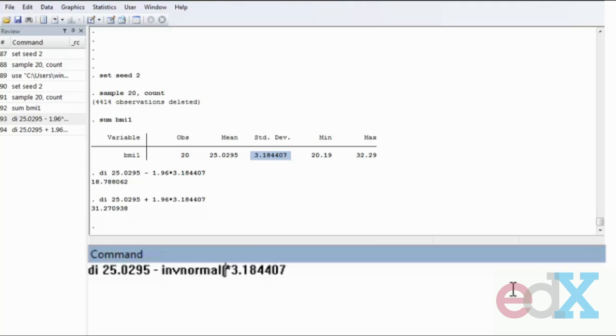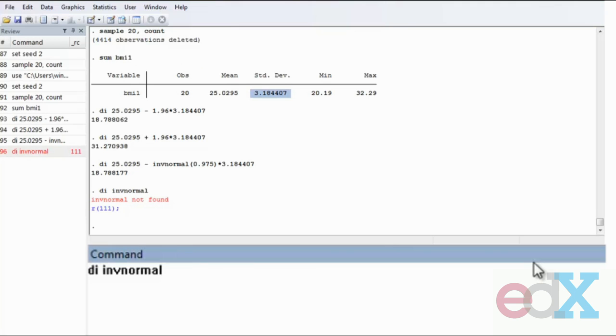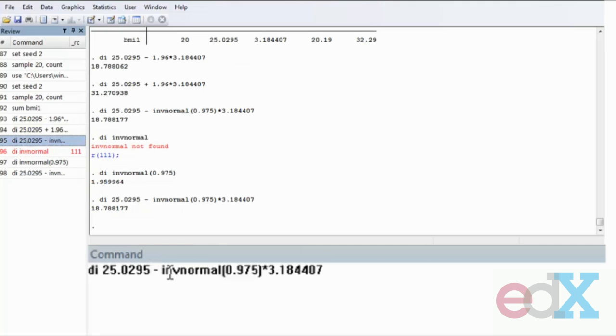Now I want to show you I could obtain the exact same result by replacing the 1.96 by this inverse normal command, and I would plug in 0.975, because you remember I wanted the value of the normal distribution such that 97.5% of the mass of the normal distribution was less than that threshold. So I use that inverse normal command to obtain this. Notice if I were to just type display inverse normal 0.975, I come up with basically 1.96. So to get the exact same confidence interval, I can use the inverse normal command.